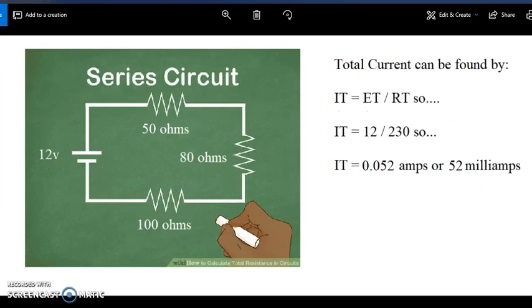Speaking of ohms, there's a pretty smart dude named George Simon Ohm who discovered the relationships between current, electromotive force, power, and resistance. He came up with a couple of equations. One of them is that the total current is electromotive force over resistance. So your total volts, in this case 12, over the total resistance, which I stated earlier is 230, gives you 0.052 amps, or 52 milliamps.